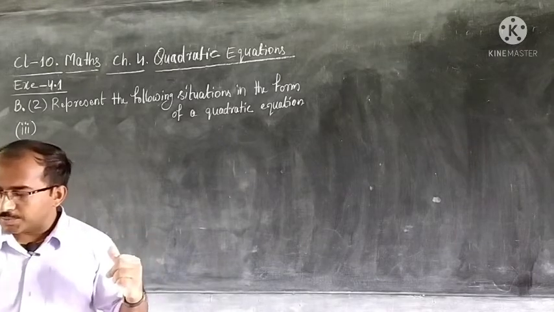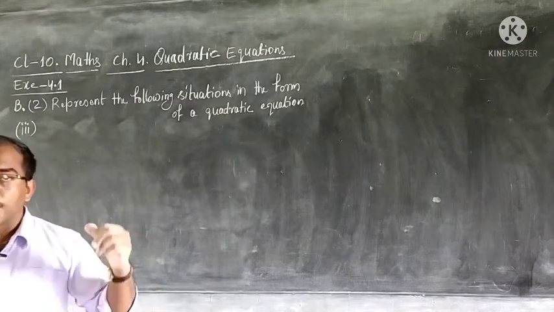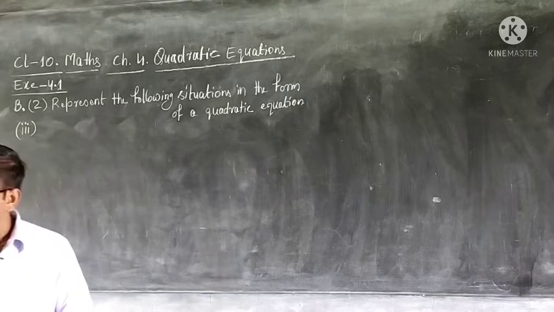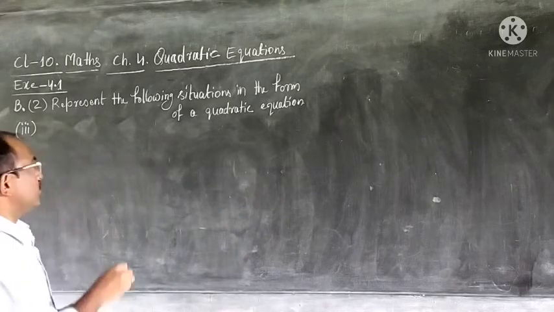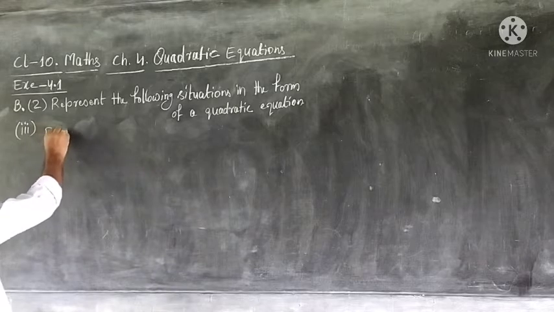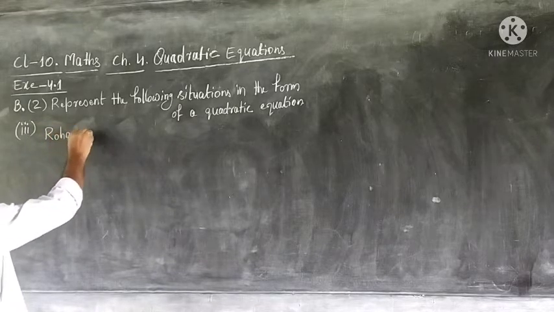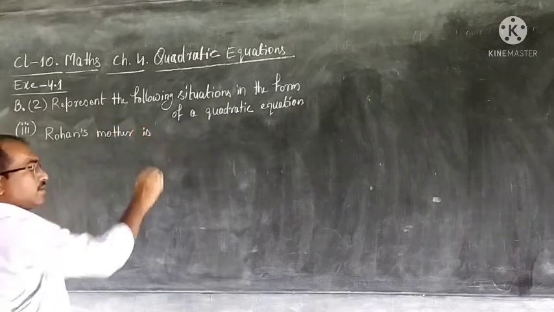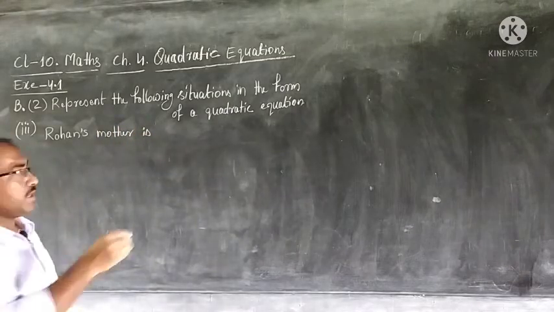Now part 3 of the same question number 2, Roman numeral 3. Rohan's mother is 26 years older than him. Now let us see what we shall do with this condition. Rohan's mother is 26 years older than him.